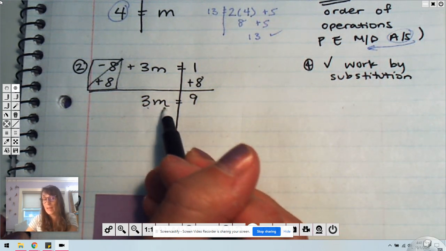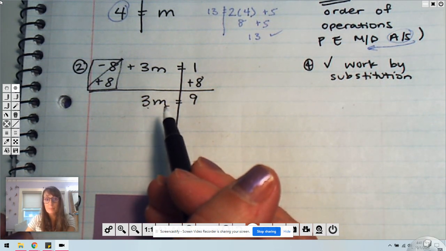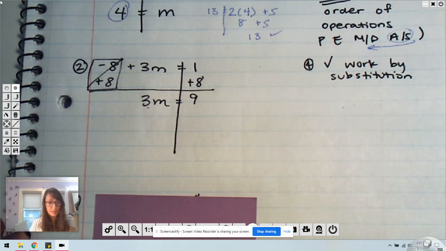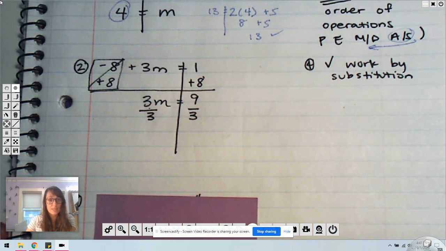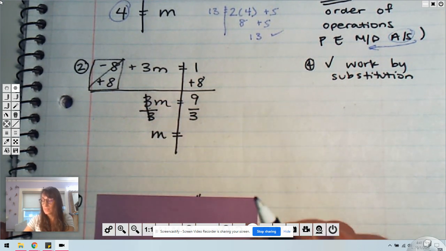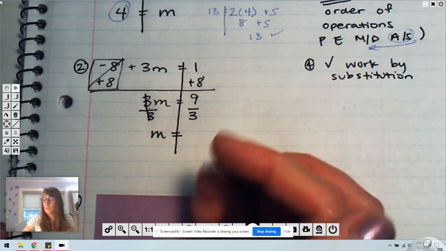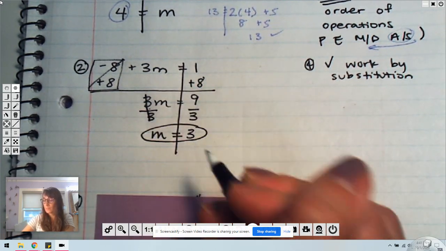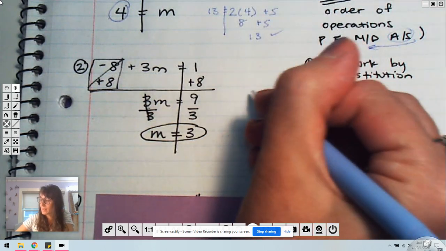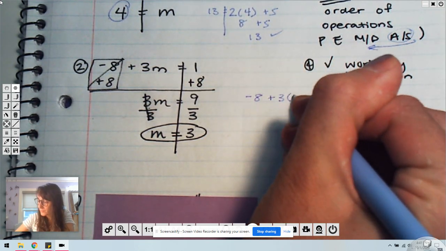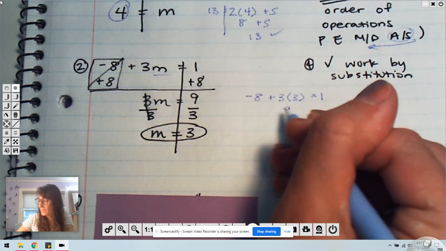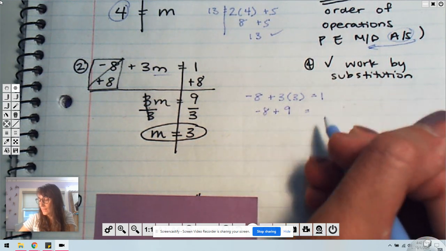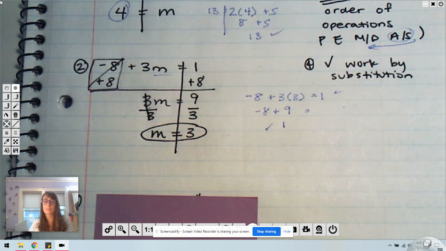I know that 3m means 3 times m. So the inverse of multiplying by 3 is dividing by 3. So I'm going to divide both sides by 3. 3 divided by 3 makes 1. I'm left with 1m, or m by itself, equals 9 divided by 3, which is 3. To check my work, I can just plug it back into my original equation. I plugged in a 3 for m. 3 times 3 is 9. Negative 8 plus 9 is 1. So I got my correct answer.